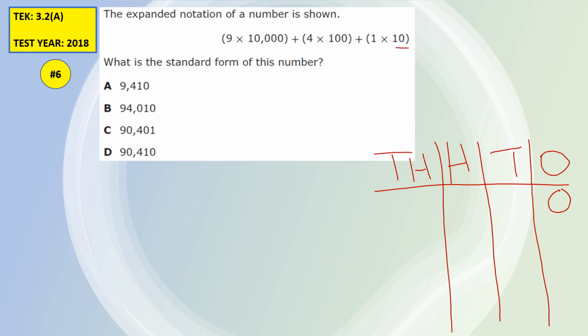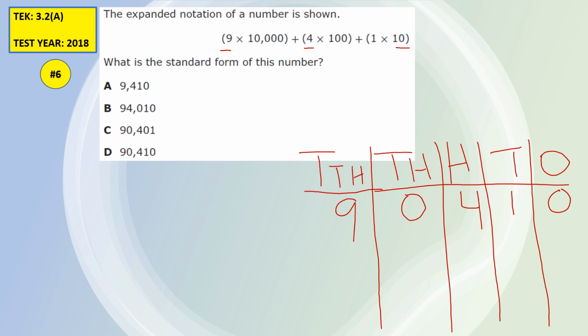Since 1 is multiplied by 10, then there should be a 1 in the tens place. The digit 4 is multiplied by 100, which means I should have a 4 in the hundreds place. There is no digit being multiplied by 1,000, which means I'm going to have a 0 in the thousands place, and I need a 10,000s place. The digit 9 is being multiplied by 10,000, which means I should have a 9 in the 10,000s place.